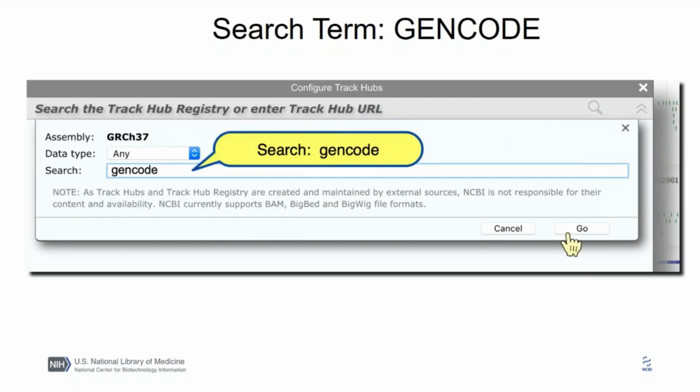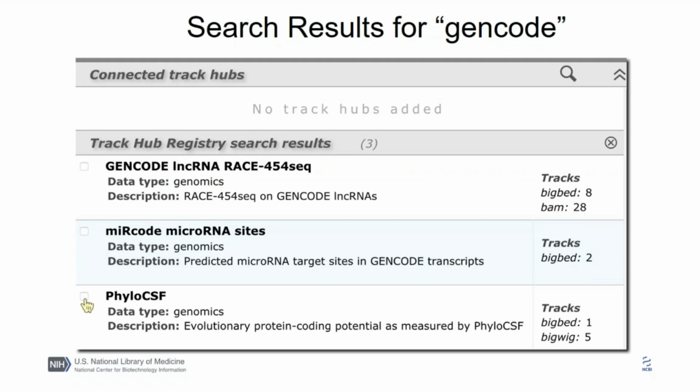Let's say I knew that I wanted hubs associated with the GenCode project. I can simply type GenCode in there, hit go, and on this particular day, that retrieved 3 different hubs. And keep in mind, this is from the GRCh37 or HG19 assembly. So you have GenCode related data of different types, long non-coding RNA RACE data, predicted microRNA target sites, and a project called CSF.